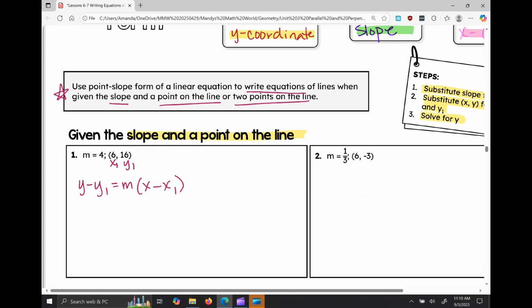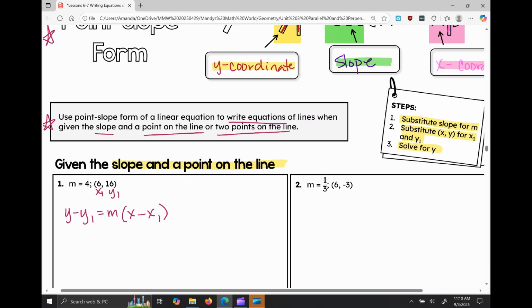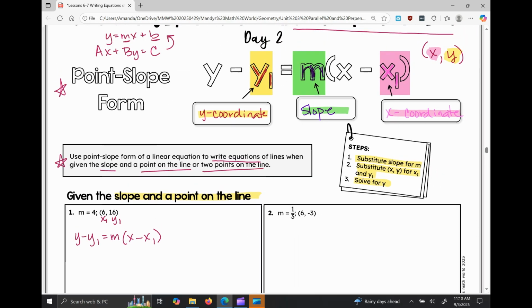Actually, I'm going to zoom out a little bit so you can see that point-slope form of a linear equation right there. So the first thing I'm going to do is plug in the y value right there. y1 is 16, so y minus 16 equals, then I'm going to substitute the slope, which is 4, right here. You're just replacing. Open parentheses, x minus, what's x1? It's 6.